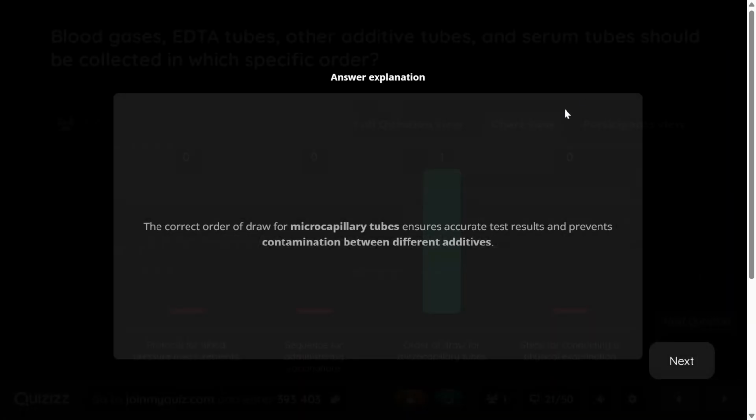Now, when we're thinking about the order of draw, we're collecting the order of draw for those microcapillary tubes. Good job. The reason that we specifically do this is because it prevents cross-contamination. Remember, each tube contains a different additive. And if we're not following that proper order of draw, we can cross-contaminate, which could actually compromise the specimen.